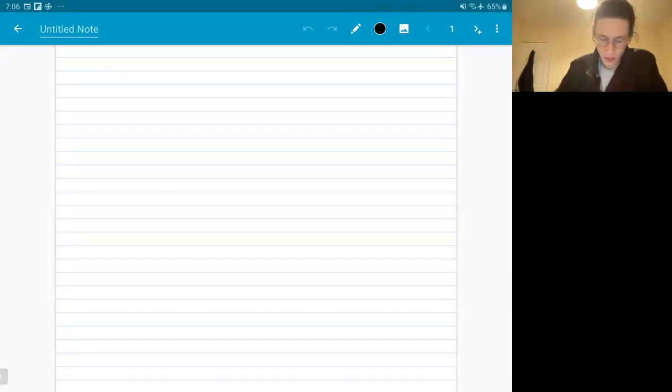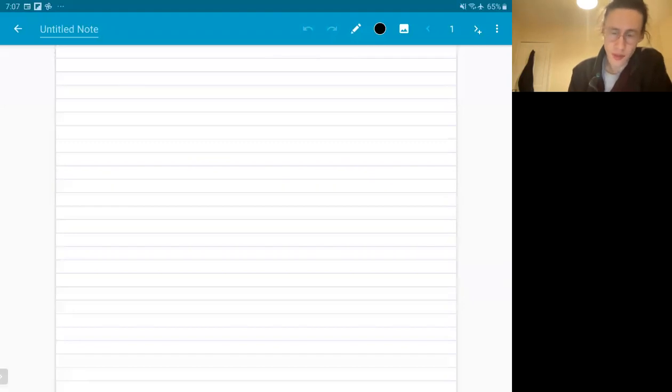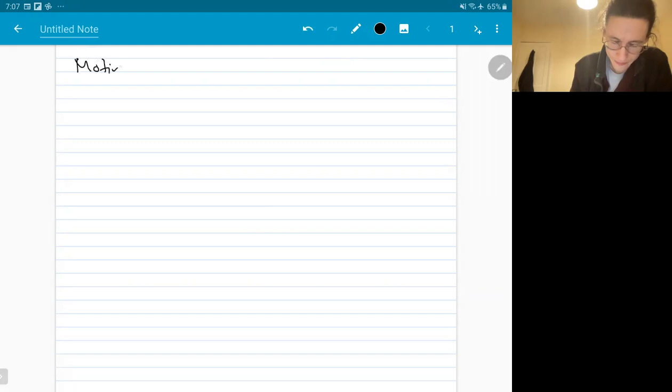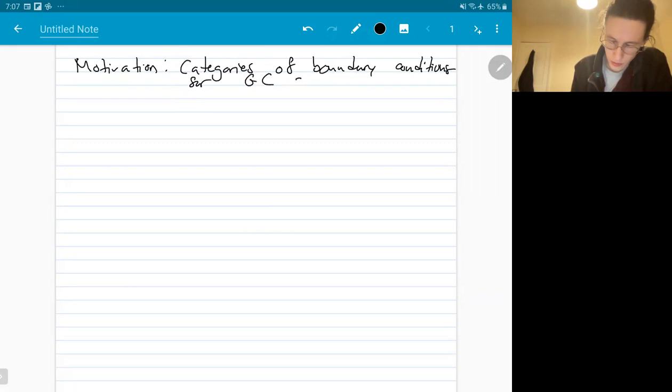So let me start by giving a big picture motivation for this project. It basically comes from trying to construct categories of boundary conditions for generalized complex structures.